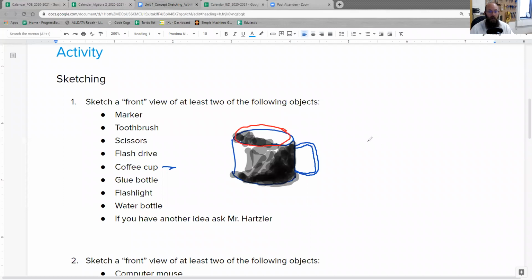It's round. A lot of coffee cups are going to come in, and it's going to be a square with a little handle off to the side. This is wrong. This has to be elliptical, okay? We're looking at it at an angle, so keep that in mind.